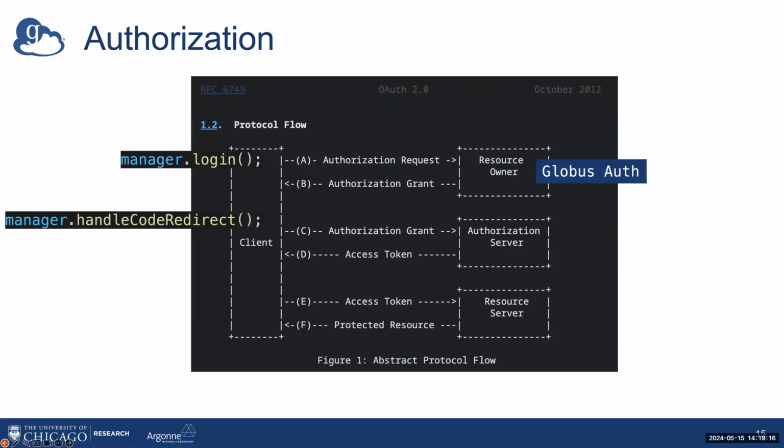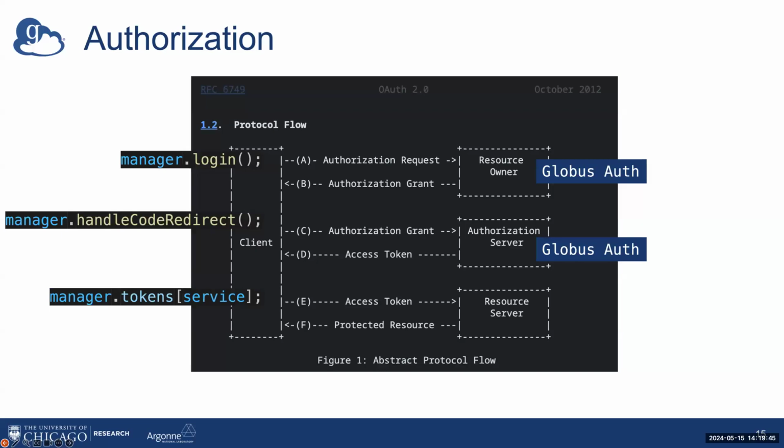Once the user has done their action on Globus Auth, so logged in, the redirect back to your application is going to be handled by this manager method called handleCodeRedirect. What this does is look at the URL, see if there's a code challenge, and then actually process that code challenge, making the request back to Globus Auth to exchange it for a token, and then store that token in the manager itself.